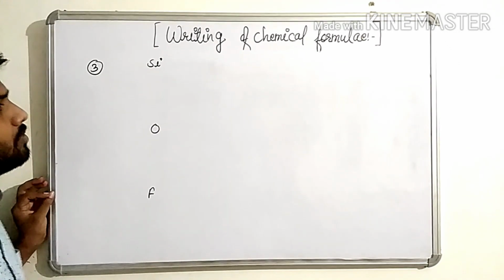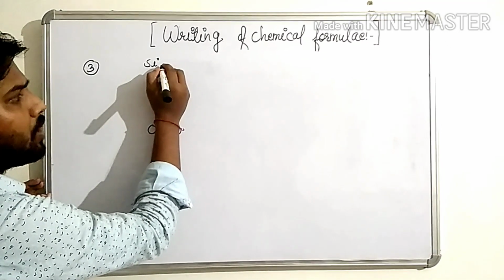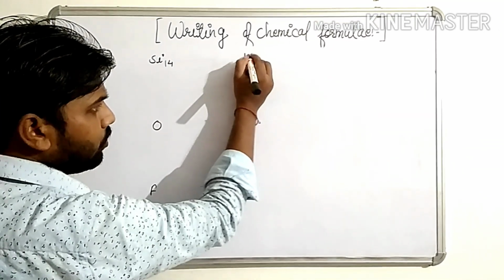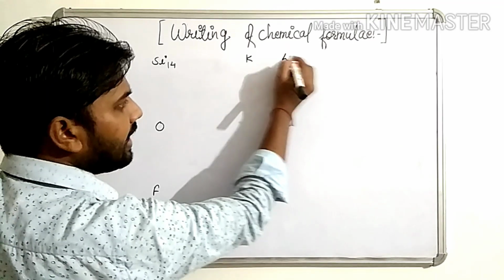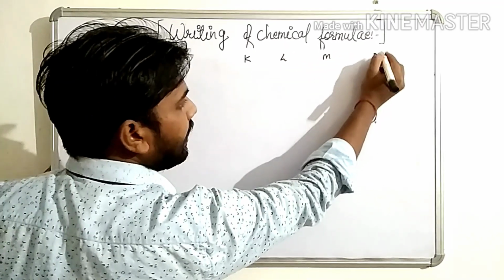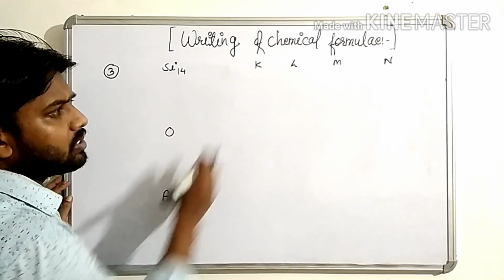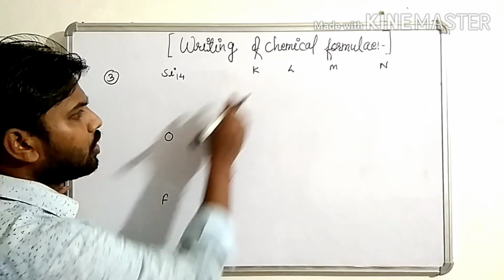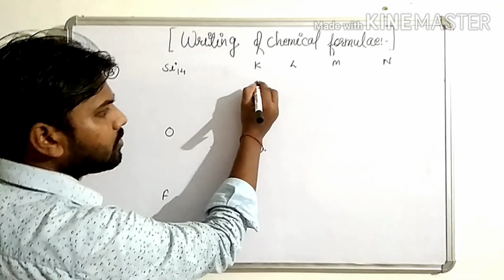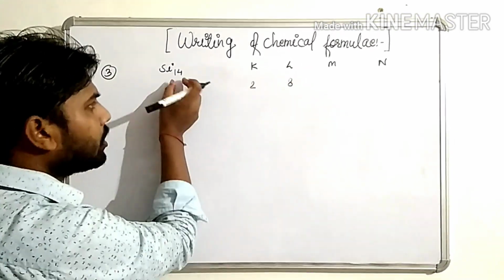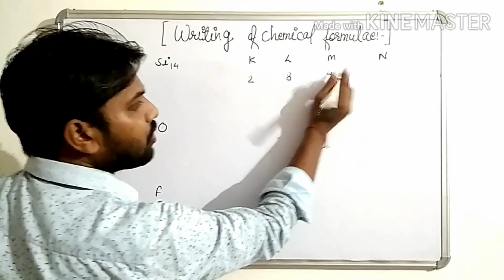See the example, children. The atomic number of silicon is 14. Now distribute the electrons in various cells K, L, M, N. The K cell contains 2 electrons, L has 8 electrons. Now the remaining 4 electrons will fill in the M cell.